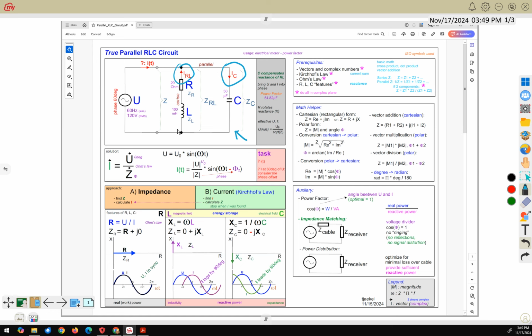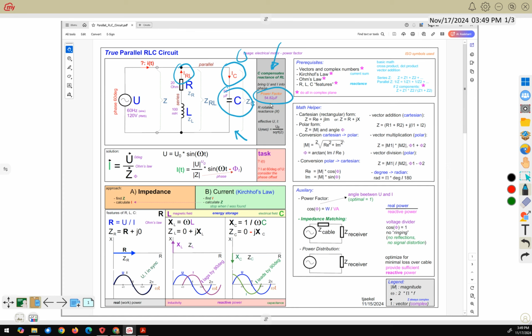That means the current on the capacitor leads the voltage, on the inductance it lags the voltage, therefore it should have different directions. When you analyze the circuit, this one here and this one, you realize, oh, this is the circuit for an electrical motor, which is compensated by a capacitor. The capacitor is there in order to correct the power factor.